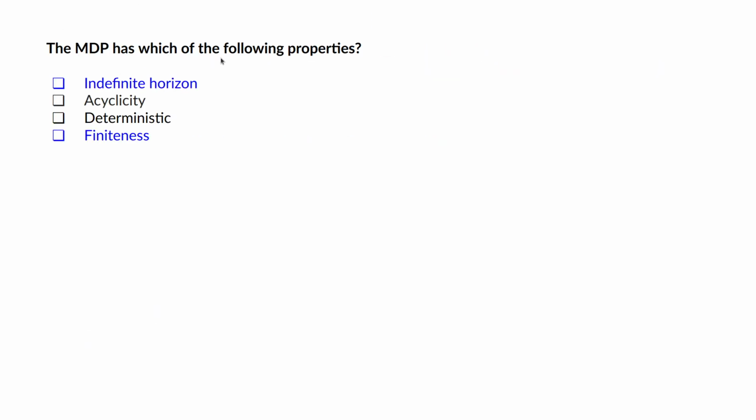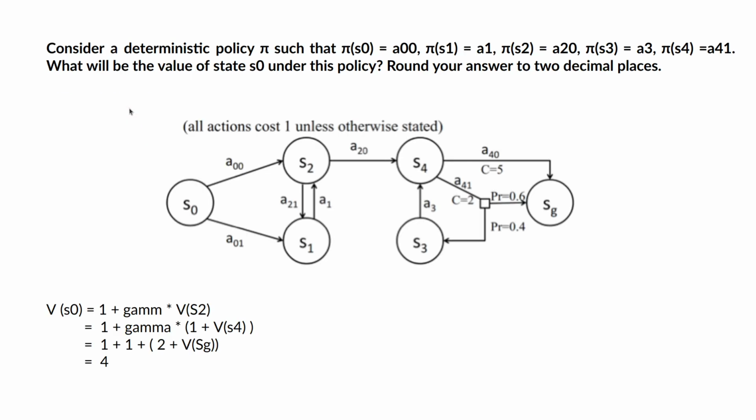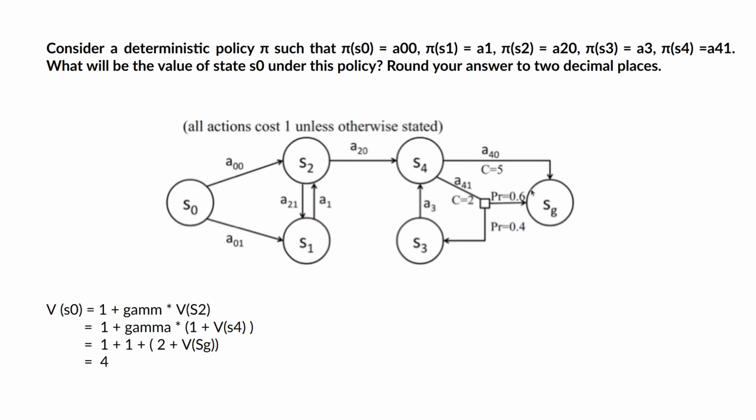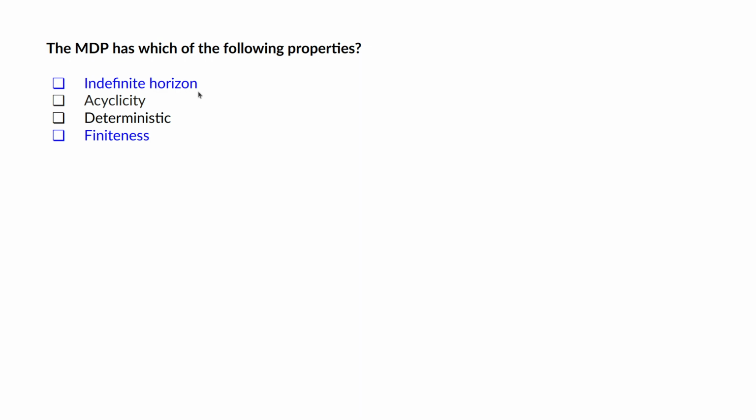The MDP we discussed has which of the following properties? Indefinite horizon or finiteness? Acyclic, is it acyclic? No, it's not. Deterministic? No, not deterministic. There were probabilities there. From there you can have a probability to go to S0 at 0.6 and going to S3 is 0.4. That's why it's not deterministic. Finiteness, yes, it's finite.